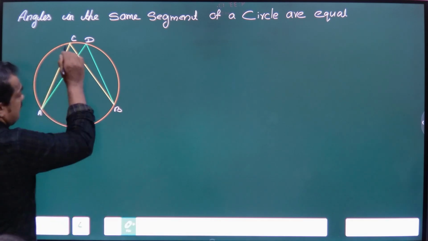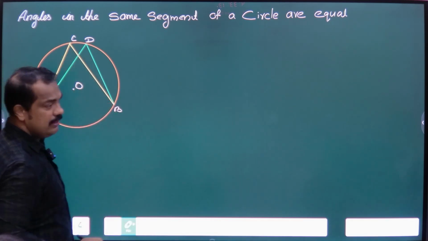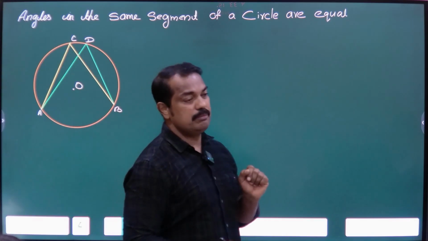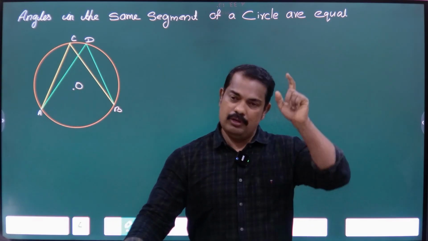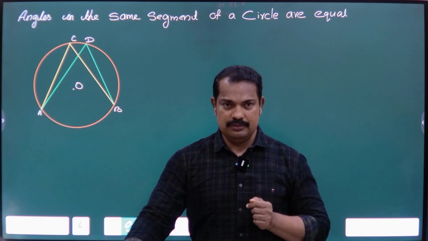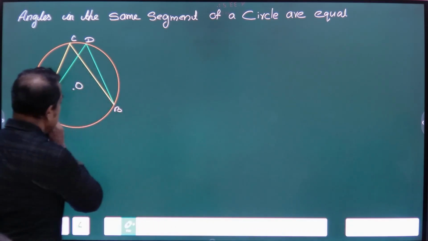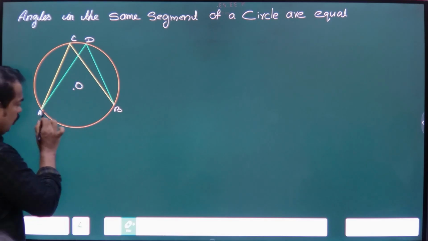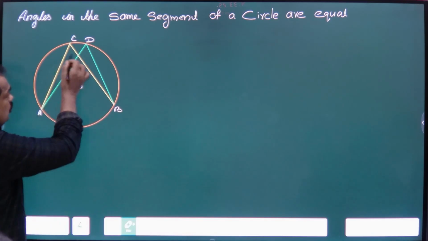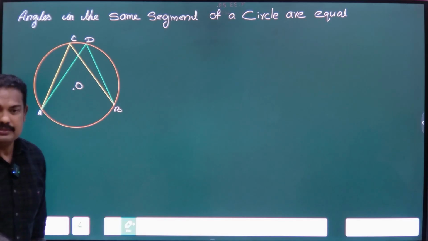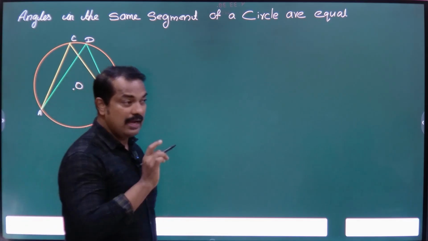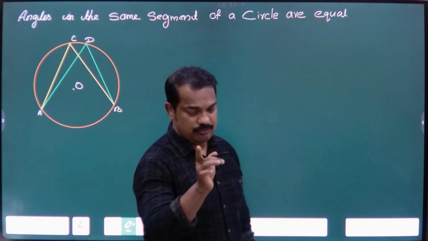So ACB and ADB both are angles subtended by arc AB on the circle. That is, both have the same segment, AB. So these two are the angles in the same segment. So first write down the given.